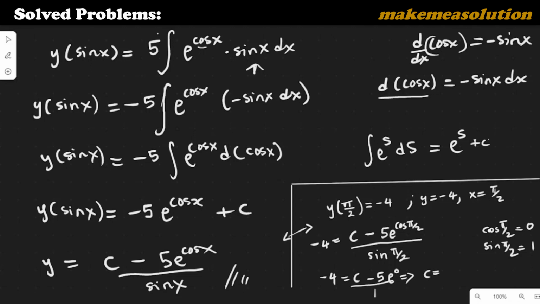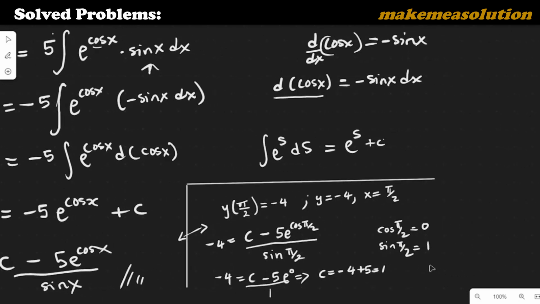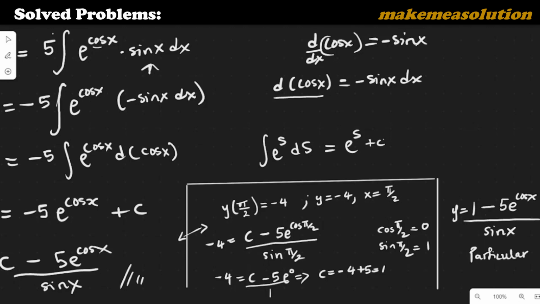If you resolve this particular problem, we are going to get c to be actually minus 4 plus 5, which is equal to 1. Is that okay? So it tells us that our solution is y is equal to 1 minus 5 exponential cos x over sine x. So this is our particular solution for the initial value problem.